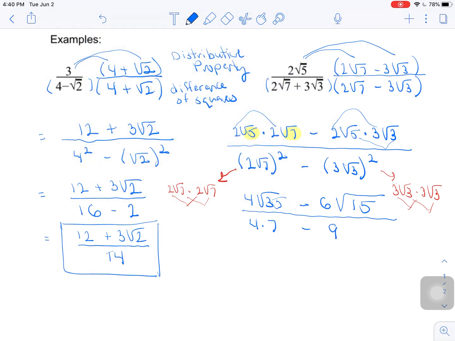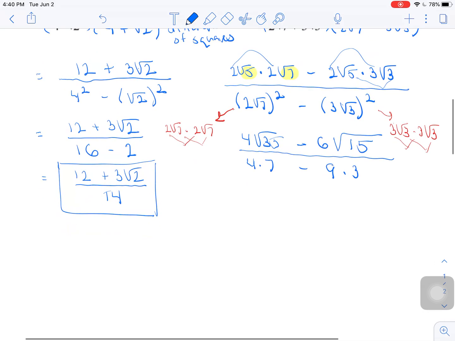So 3 times 3 is 9. Square root of 3 times square root of 3 is 3, if you walk through the steps for that. So I end up with 9 times 3. So notice I do not have any square roots in the denominator anymore, which means that this difference of squares trick did its job. But I do still have a little bit more cleaning up to do because I can do 4 times 7 and my 9 times 3.